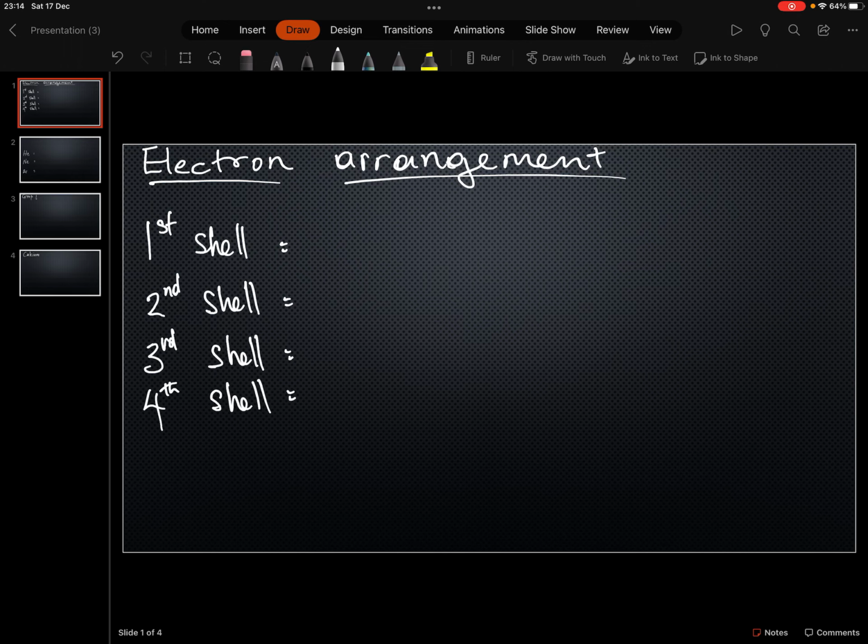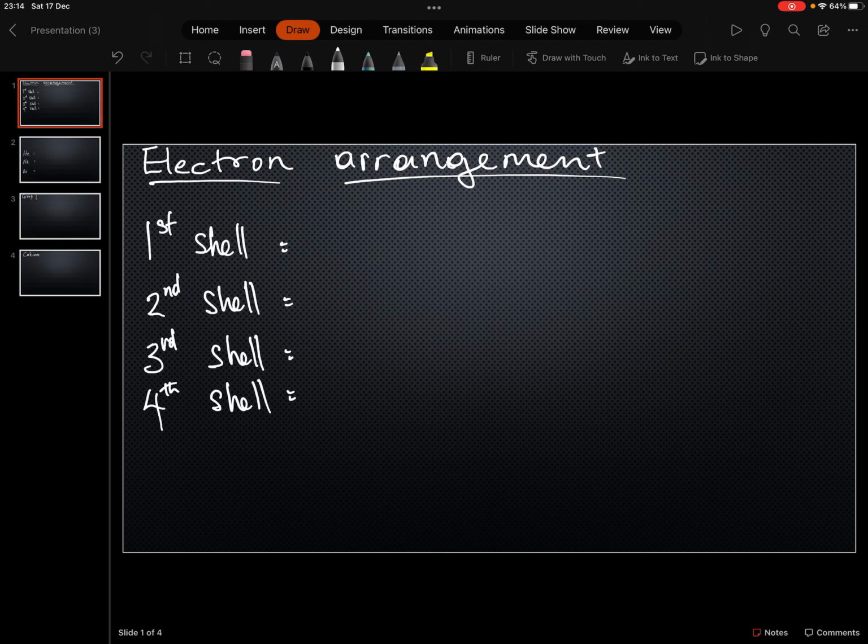Today we're going to revise electron arrangement on the atoms. So at key stage 3 and key stage 4 you're expected to learn about the first 20 elements and how the electrons are arranged around the nucleus.